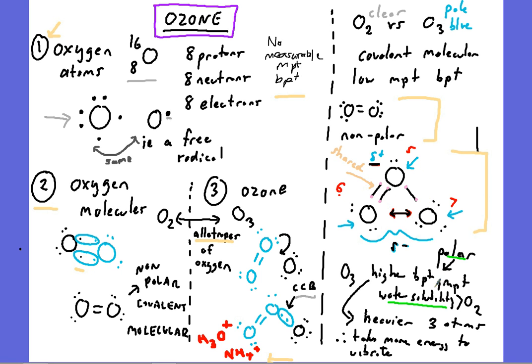Because it's slightly polar, it's got slightly higher water solubility than oxygen, because water is a polar solvent. The polarity makes it have a higher boiling point and melting point than oxygen, but also the very fact that it's heavier, having 3 atoms rather than 2, means it's got a higher melting point and boiling point because it takes more energy to vibrate.